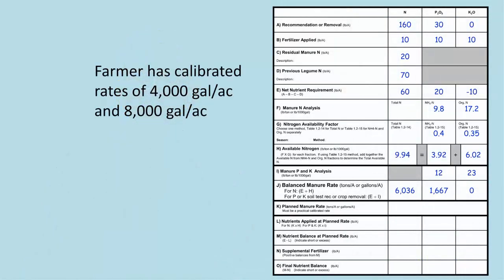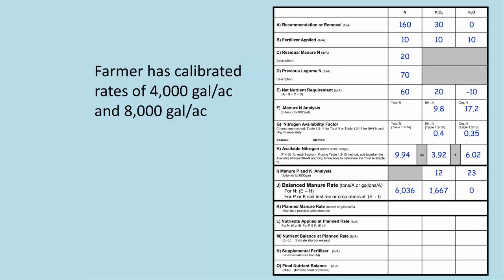Let's take a look at the example nutrient balance sheet that we've been working on, and say that the farmer has calibrated application rates of 8,000 gallons per acre and 4,000 gallons per acre. We have a soil test and the Mehlich-3 P level is 45 parts per million, which is less than the 200 parts per million we need, so we can use an N-balanced application rate. Comparing our calibrated rates to the calculated N-balanced application rate, 8,000 gallons per acre is above the N-balanced rate, so it would be applying excessive N and shouldn't be used.